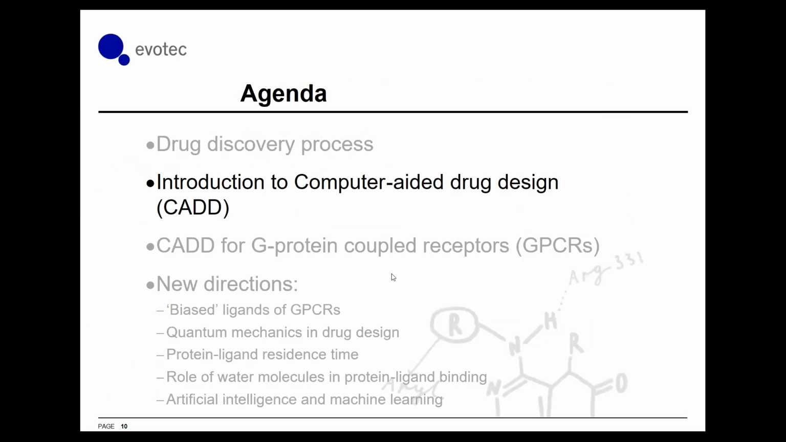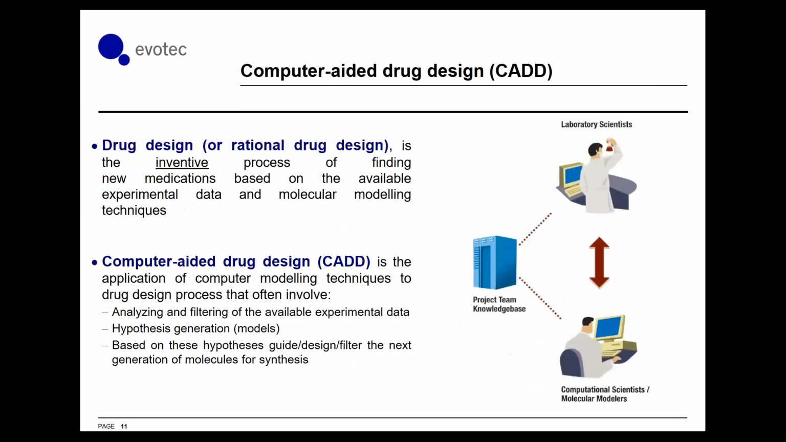So how is it actually done? How do we estimate this key-lock interaction? What do we need to do? And this is actually the second part of my presentation. So what we learned from the first part: doing experiments is expensive, doing computer work is cheap. And what we need to find is a winning key to our lock, okay?